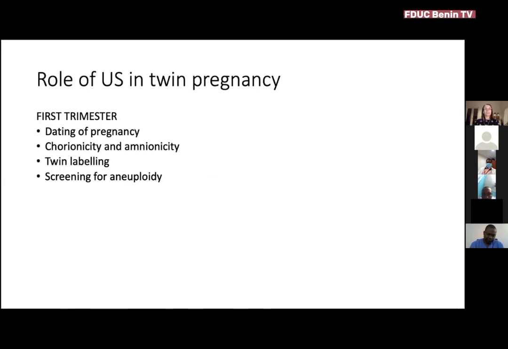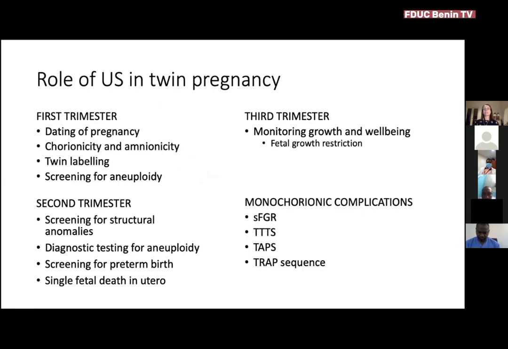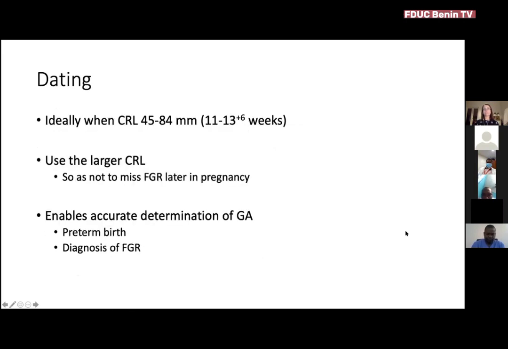So the outline of my talk today is that we will go through the use of ultrasound in twin pregnancy in each trimester. So the uses in the first, second and third trimester. And then at the end, I'll focus specifically on some of the monochorionic complications that ultrasound can be very useful in diagnosing and managing. I would have liked to extend it to talk about higher order multiple gestations, but I think I'll run out of time. So I am mainly focusing on twin pregnancy today, but most of these principles can be extended to higher order multiples as well. So let's start with the first trimester uses of ultrasound.